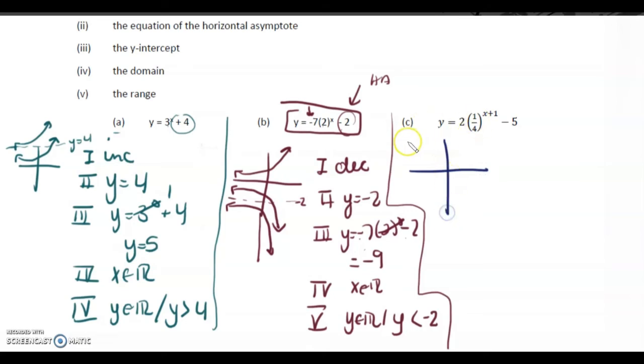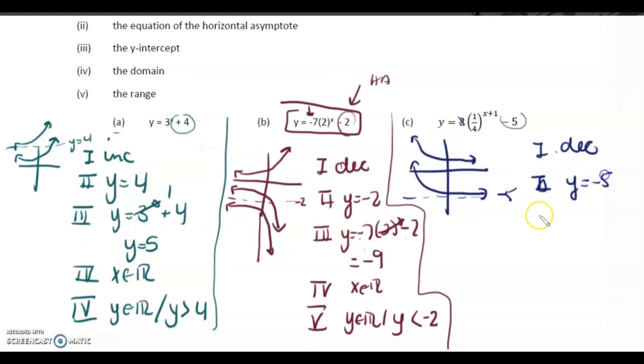Our base graph is (1/4)^x, so it looks like this. Stretch does nothing to it. Moving left and right does really nothing to it. But moving down 5 moves this horizontal asymptote to -5. Okay, so we can see that this is decreasing. The asymptote is y equals -5.